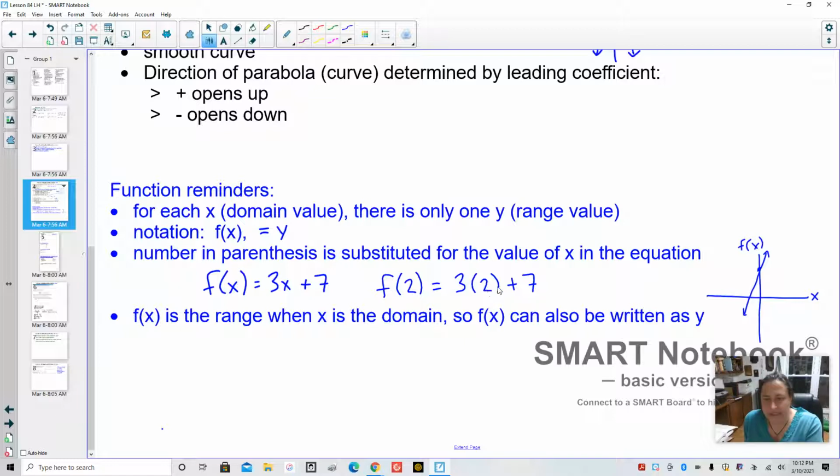That would give me 3 times 2 plus 7. So I put that 2 in where the x is, because what goes in parentheses in the function is the value of x. And then that would turn out to be linear like this. I guess I should have done a quadratic as an example, but whatever. f of x is the range when x is the domain, so f of x can also be written as y, so I labeled that little graph there too.